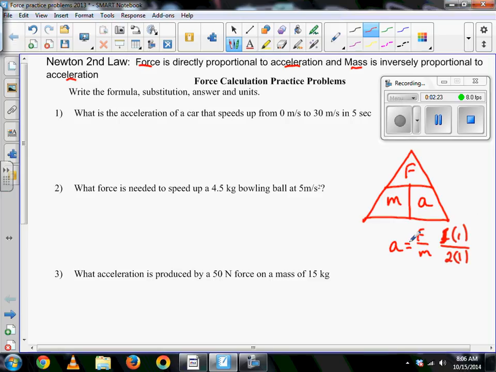So the first thing I want to do is a problem from last chapter. It says, what is the acceleration? So Spencer, what letter am I looking to find? Congratulations, it's A. Of a car that speeds up from 0 meters per second. So what letter in the formula is that, Aaliyah? Exactly right. That's the original velocity. And it goes from 0 to 30 meters per second, so the 30 meters per second is your final velocity.